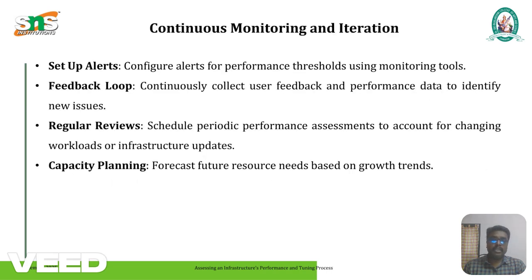Then for continuous monitoring and iteration, we have to set up alerts, feedback loop testing, and regular reviews. We employ periodic reviews and assessments to account for changing workloads and infrastructure updates, and we'll be using some planning procedures to measure whether any growth trends are available or not. By this, we will be assessing the tuning process, and we make sure that our application and our infrastructure are constantly improved so that both our employees and stakeholders are not disturbed by the working of our infrastructure.